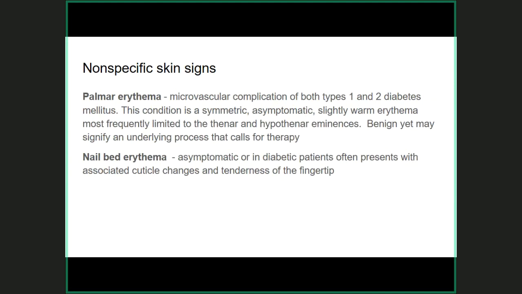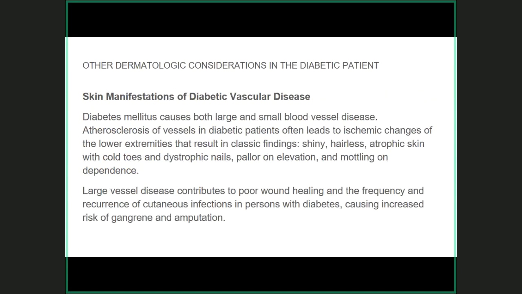Palmar erythema is a microvascular complication of both type 1 and type 2. It's often symmetric, asymptomatic on the thenar and hypothenar eminences. It is benign, but again, you want to go ahead and look for microvascular complications. And same with the nail bed erythema. Yes, it is commonly associated with that too.